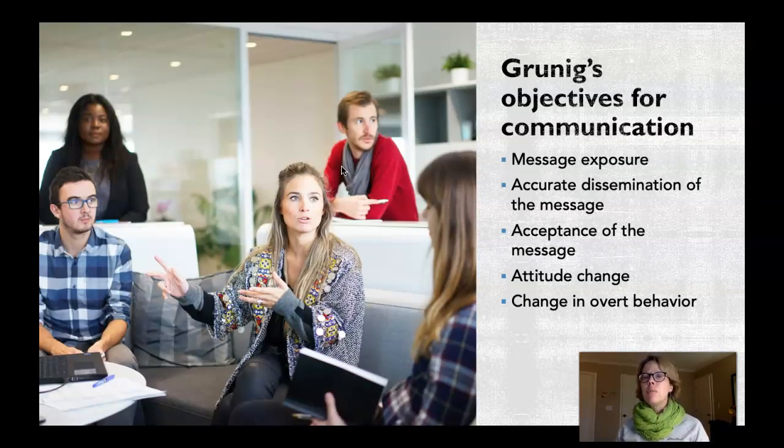So in your book, there's several different theories about communication, and I've just picked out a couple of them here to talk about in this lecture. Be sure and review all of them and be familiar with them because they're all very helpful. Grunig, his objectives were, first you have to get your message out there, you have to expose it. You have to do it accurately as well. You have to know if people accept the message or not, if they even heard it. And did it change their attitude? And then did they change their behavior? So those are the very basic steps that Grunig goes through as the objectives of how we're communicating.